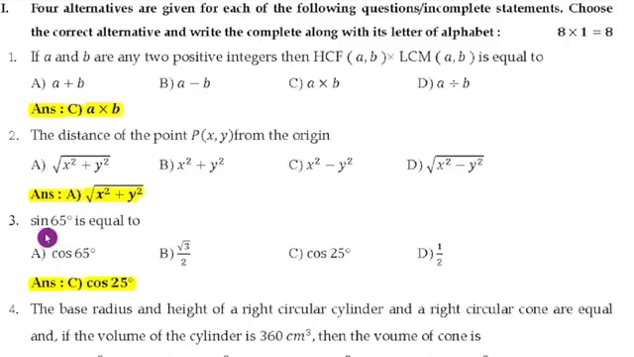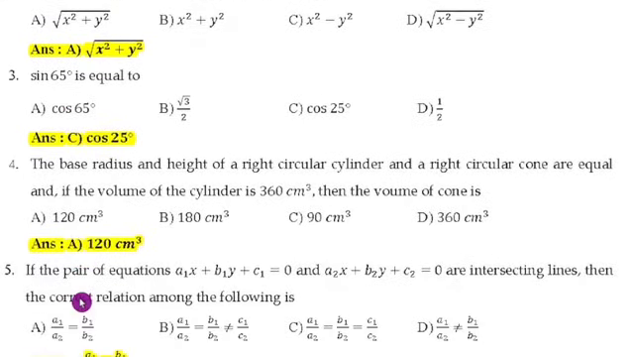Third question, sin 65 degree is equal to cos 65, root 3 by 2, cos 25, 1 by 2. Actually, sin 65 you can write as sin of 90 minus 25 degree. So it will become cos 25 degree. So the option cos 25 degree is the answer. Fourth question, the base radius and height of the right circular cylinder and right circular cone are equal, and if the volume of the cylinder is 360 centimeter cube, then the volume of the cone is, so you use the volume of the cone formula, so you will get the answer, that is 120 cm cube.